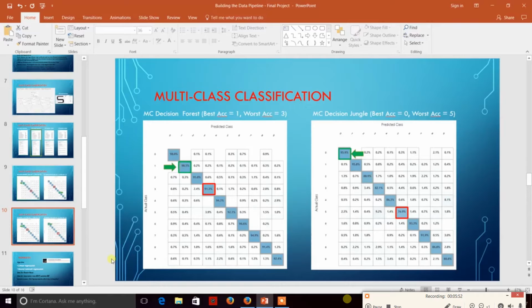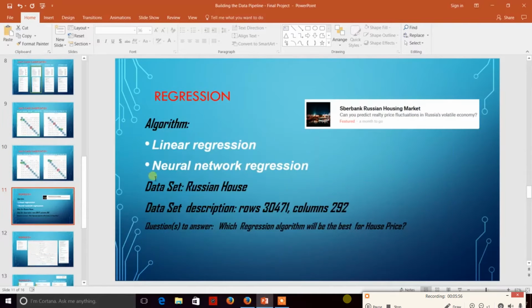Now, what more did we do in our project? We worked with another data set for regression, to try to predict some values. We use the Russian data set. It has 30,471 rows and 292 columns. We try to use only 2 algorithms, linear regression and neural regression. In this particular case, because the number of columns was a lot, we tried to discard as much as we can to be able to work better, discarding some of the information, some of the data.